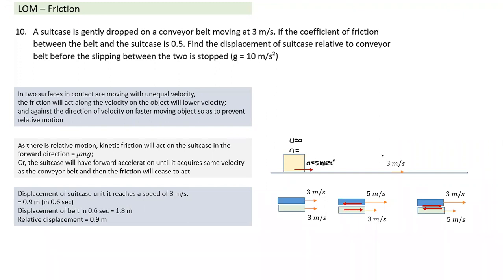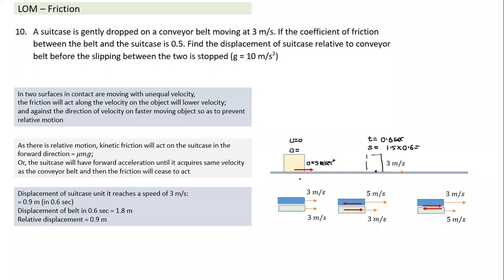Only for 0.6 seconds it will accelerate. So time for acceleration, though it is not required here, will be equal to 0.6 seconds. So what is the displacement? We can calculate displacement using 1 by 2 a t square, or I can calculate displacement as average velocity times time. Average velocity is 1.5 meter per second and time is 0.6. Thus the displacement of the suitcase is equal to 0.9 meter. So what has happened? By the time velocities become equal, the suitcase has traveled 0.9 meter.